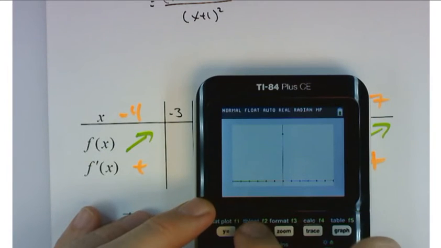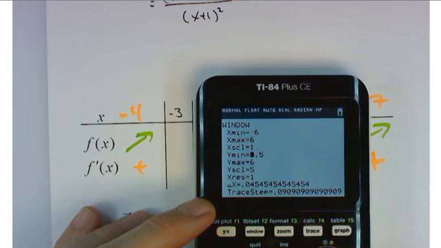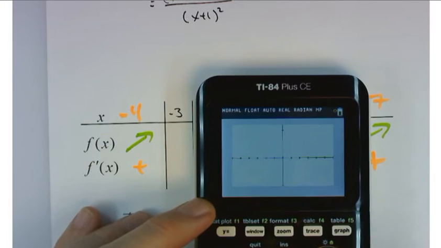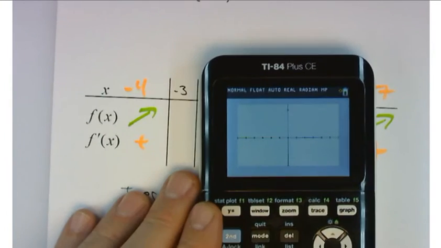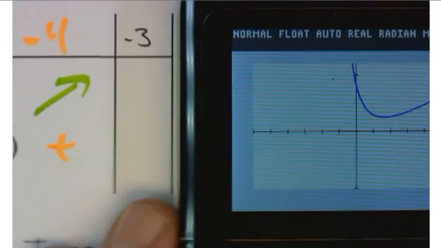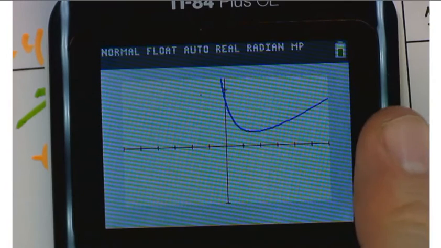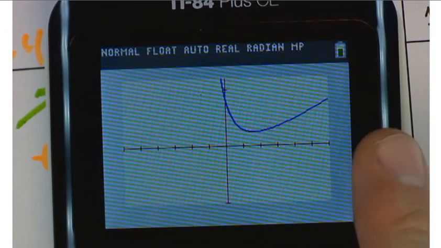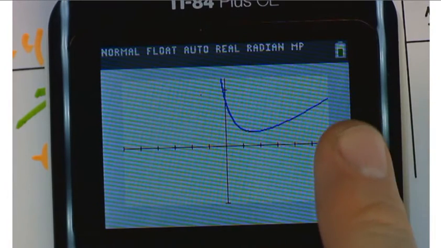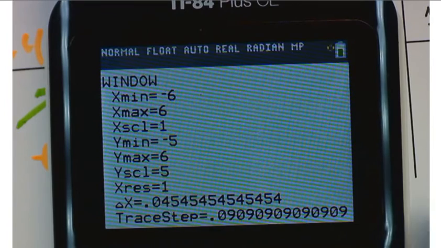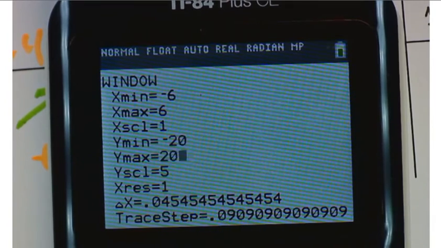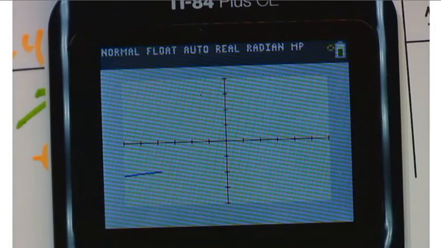I might need to readjust the window. Let's go down to, say, -5 again. Okay, so we're seeing part of the behavior. I'm going to zoom out a little bit on the graph. Window, -20 to 20. See if that captures more of the behavior. Perfect.